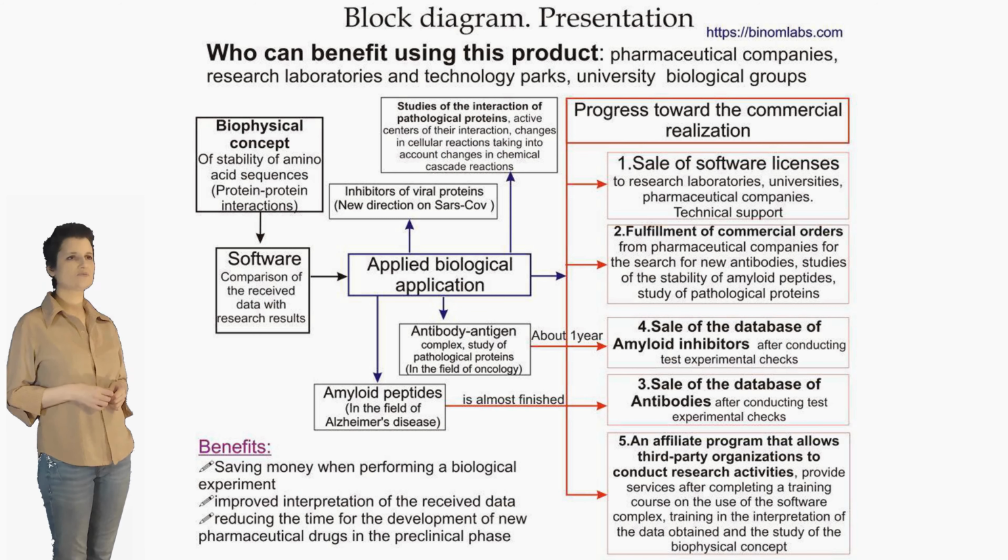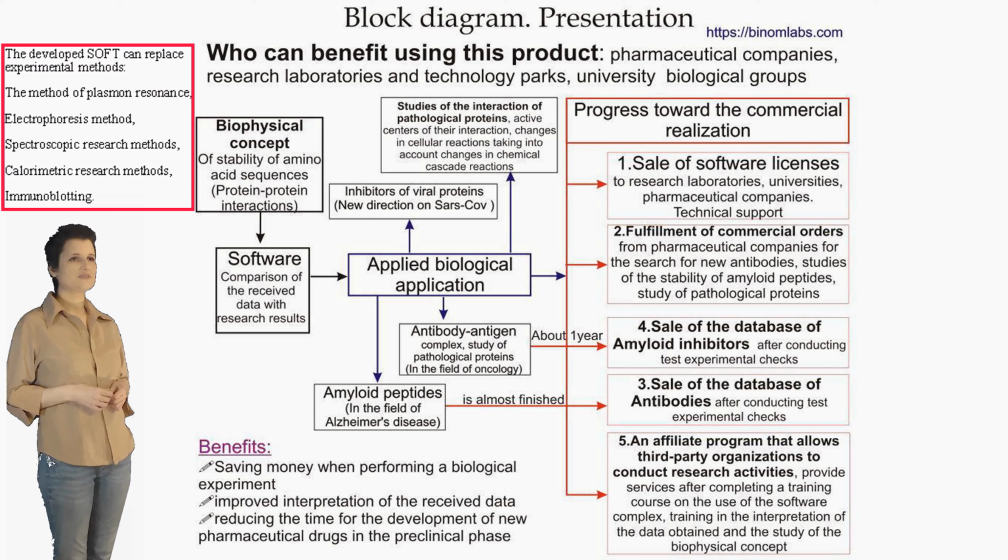If a researcher needs to determine the effect of molecular modification on the range of changes in the affinity of a biological complex, then the developed software can replace experimental methods for quantitative and qualitative determination of the binding of monomers to dimers or higher order structures. There are such methods as plasmon resonance, electrophoresis methods, spectroscopic research methods, colorimetric research methods, immunoblotting.